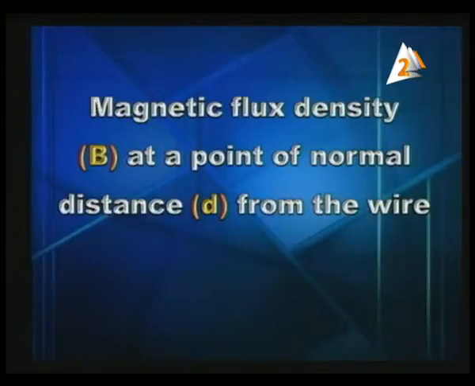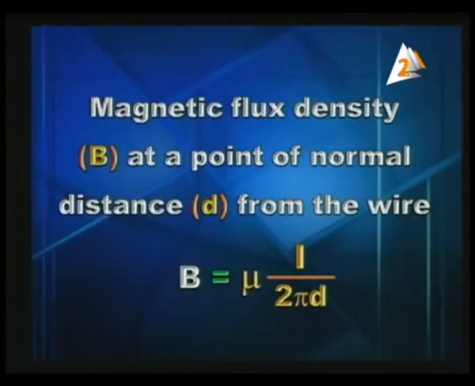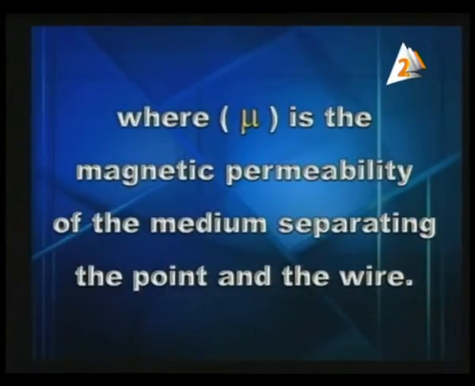Magnetic flux density B at a point at normal distance d from the wire. What about the expression that determines the magnetic flux density at a normal distance from the wire? It is determined by the expression B equals mu I over 2 pi d. I is the current intensity, d is the normal distance, and mu is the permeability. Mu is the magnetic permeability of the medium separating the point and the wire, the medium surrounding the wire.